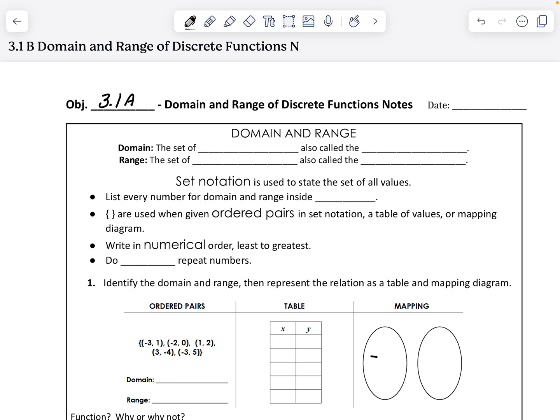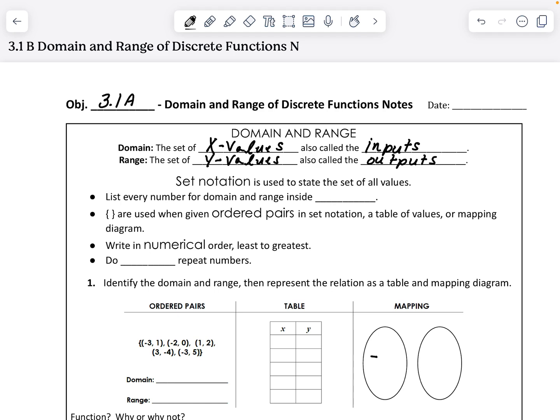So the domain is your set of x values, also called your inputs. So that would make your range your y values, also called your outputs.